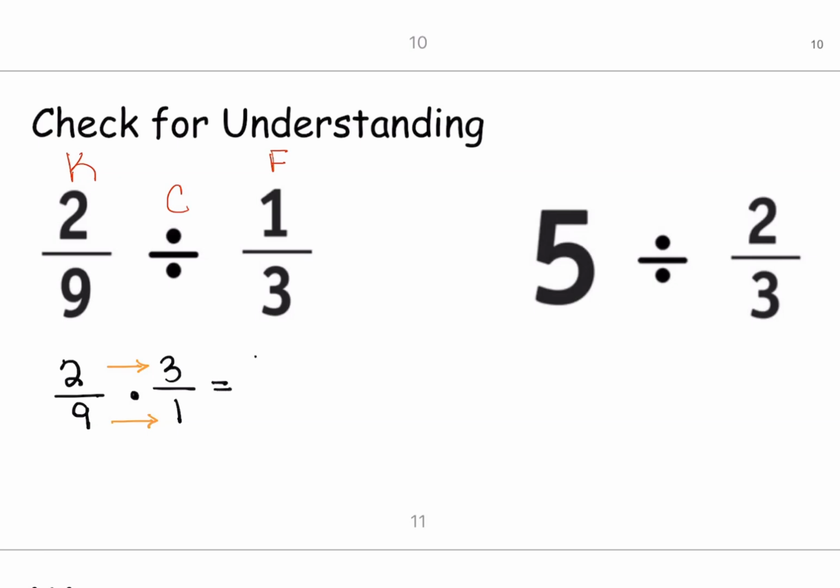From there, this is a multiplication problem, so we can multiply straight across. 2 times 3 is 6. 9 times 1 is 9, and we can simplify that down to 2/3. If you need additional support with simplification, please remember to reach out to me.